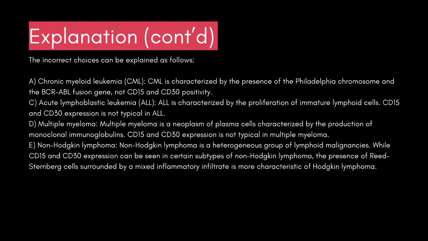Non-Hodgkin lymphoma. Non-Hodgkin lymphoma is a heterogeneous group of lymphoid malignancies. While CD15 and CD30 expression can be seen in certain subtypes of non-Hodgkin lymphoma, the presence of Reed-Sternberg cells surrounded by a mixed inflammatory infiltrate is more characteristic of Hodgkin lymphoma.